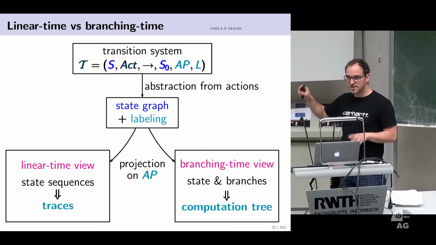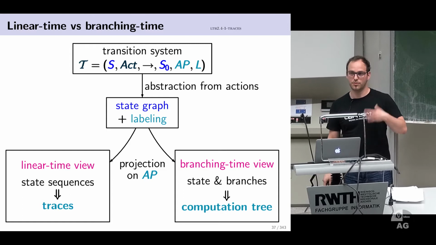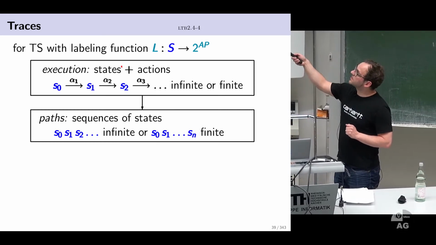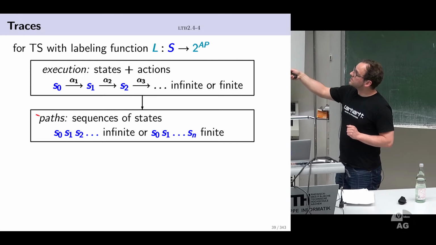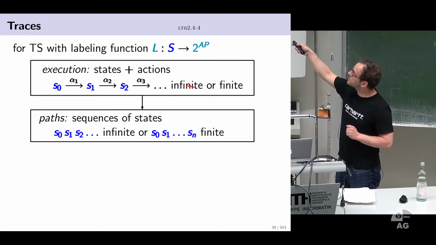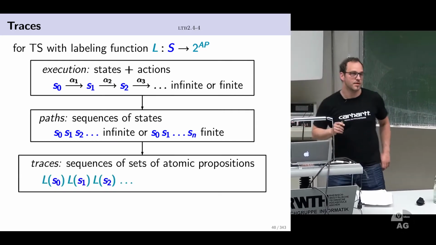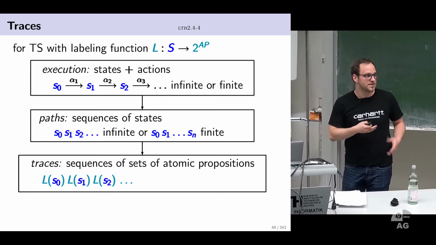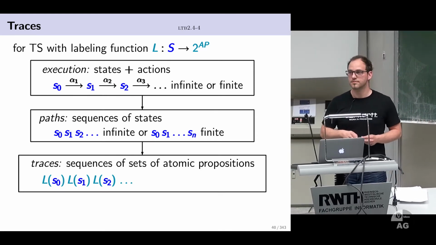Okay, but for the rest of this lecture and also for the next 5 lectures or so, we will talk about the linear time view before moving on to the branching time view. So let's talk about traces. We've already seen that executions are sequences of states and actions of my transition system. They can be infinite or finite. We have seen paths. These are the projections of executions only to the states. And because executions can be infinite or finite, accordingly paths can also be infinite or finite. If you take this one step further, you can project such a path s0, s1, s2, and so on, just to the sets of labelings along this path. This is what we call a trace. Is this clear to you? Okay, very good.